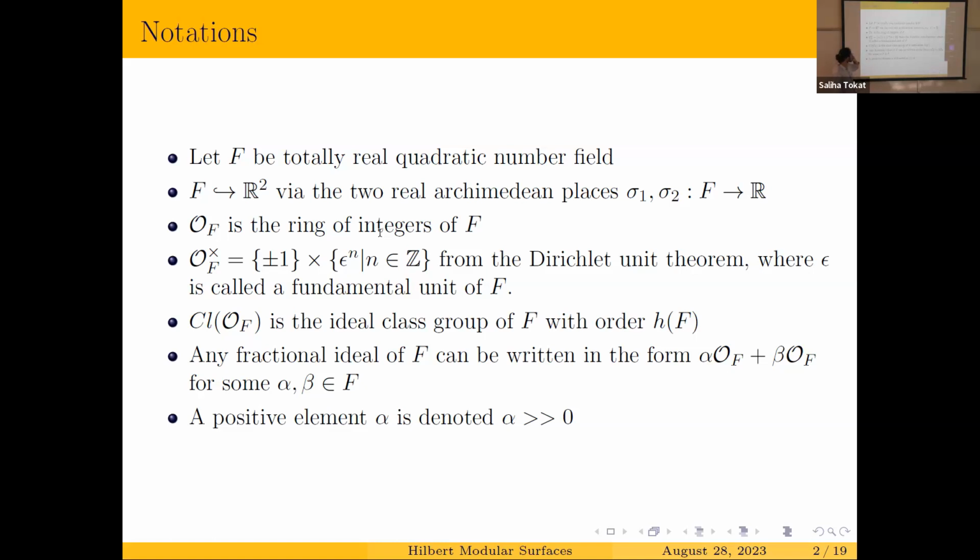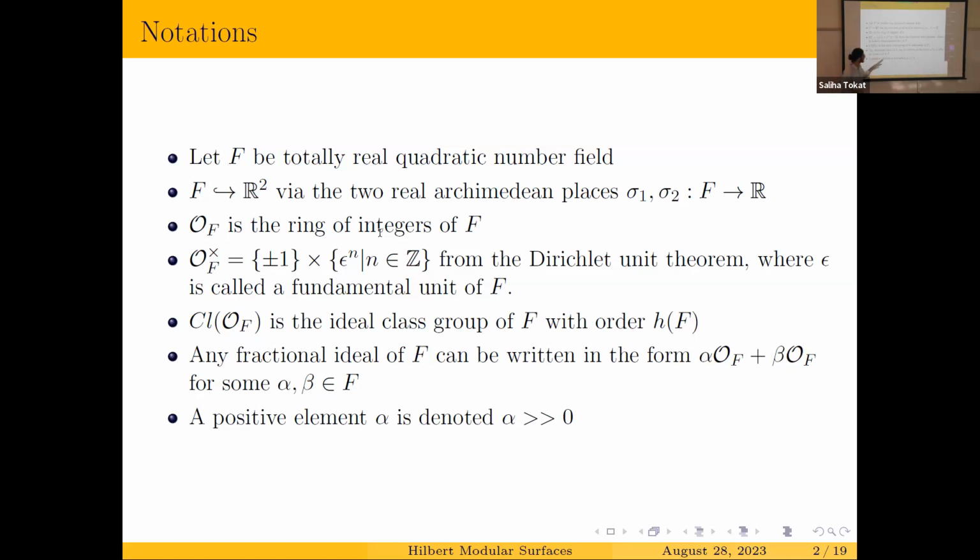And we also have the ideal class group of F. We denote it by CL, which has order H of F. It's the ideal class number of the number field. We can write the ideals of F. The fraction ideals form a group in themselves that's given by ideal multiplication. We have, of course, integral ideals, but we also have fraction ideals.